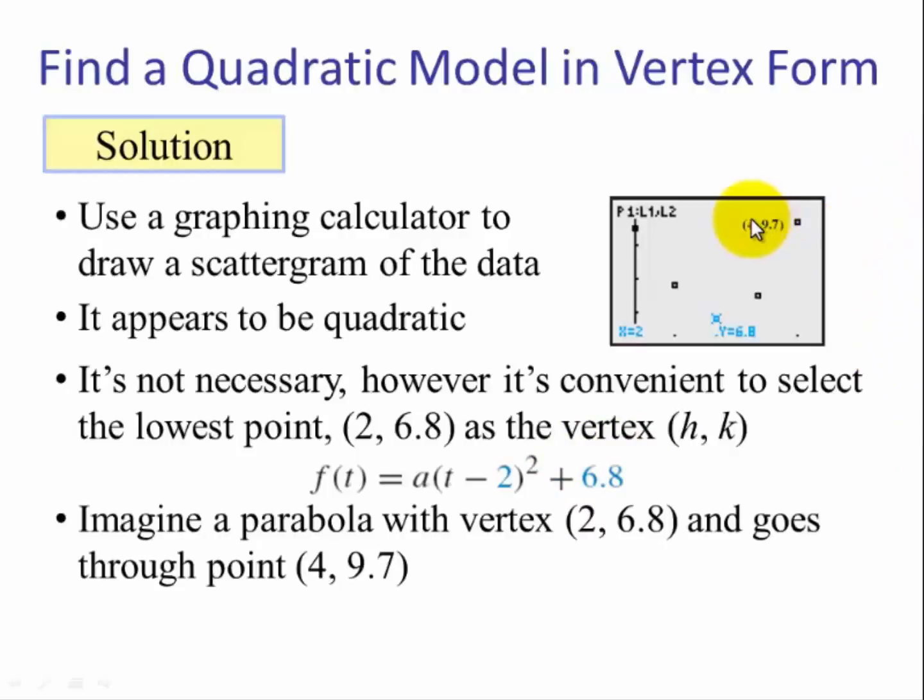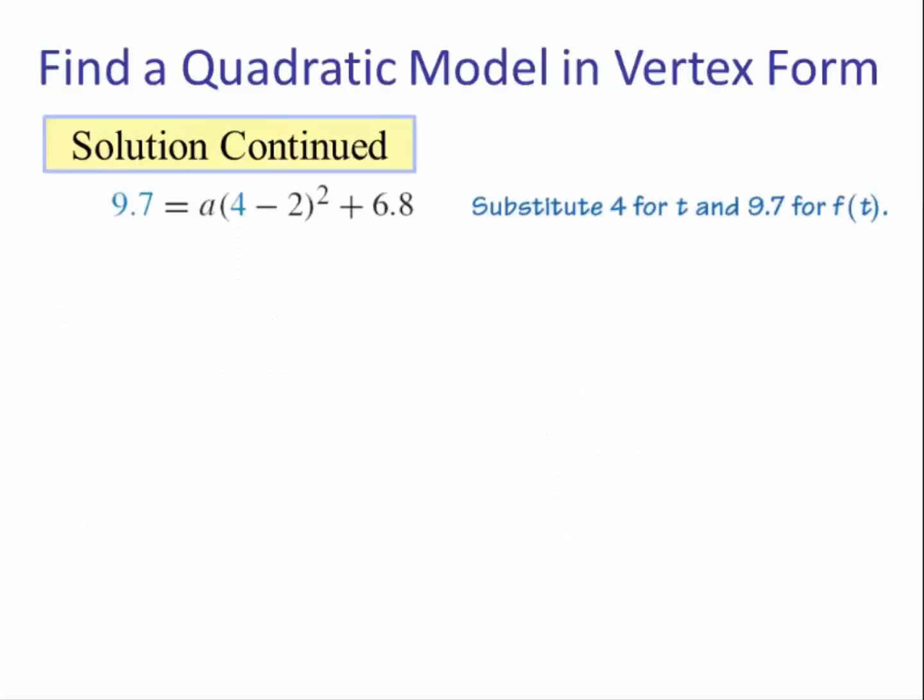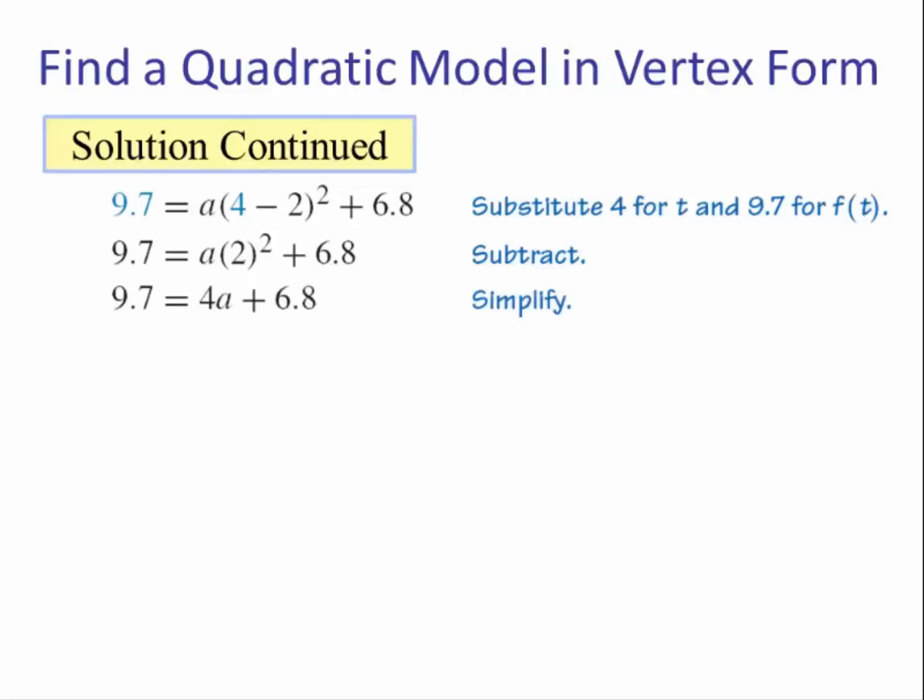So we imagine it goes through the point (4, 9.7). We can use this t and this f(t) value to find the variable a. So plugging in our values, we have 9.7, which was f(t), equals a times, this is our t, (4 minus 2) squared plus 6.8. Following the order of operations, we subtract, then square. So 2 squared becomes 4. Now we subtract 6.8 from both sides and divide by 4. We see that a, rounded to 2 decimal places, is 0.73.